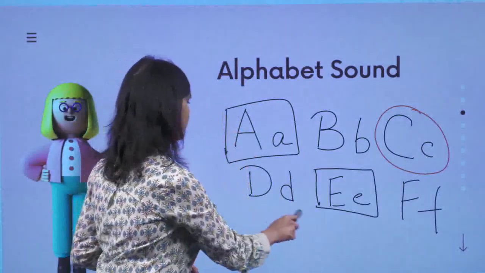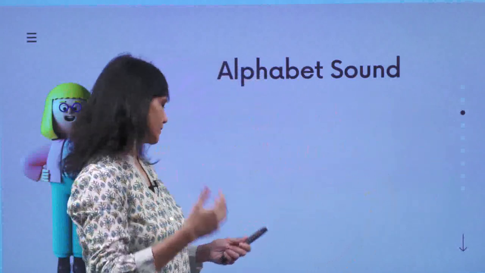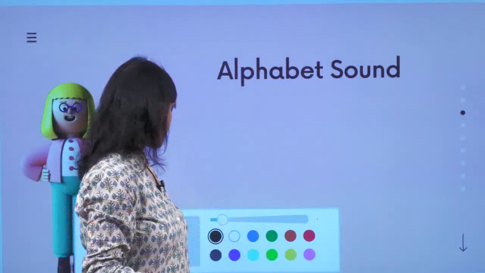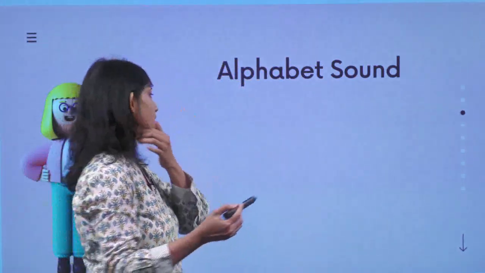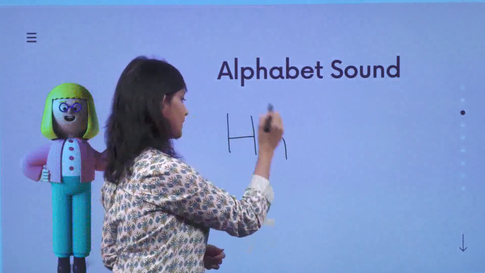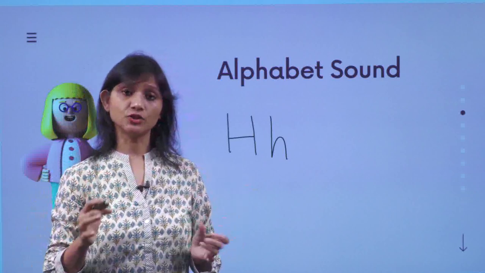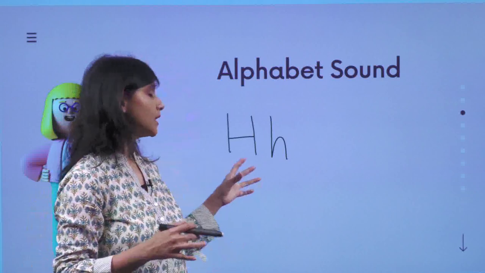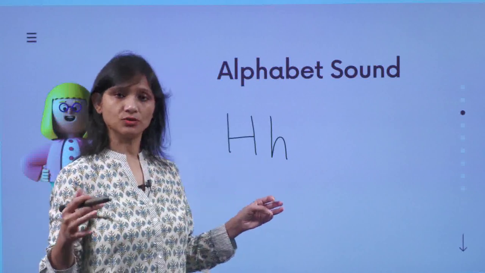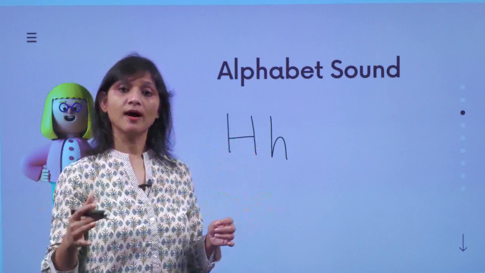Now let's look at the other alphabets. It's so interesting to read and listen to the sounds, right? How you say the letter and how the sound gets produced. So we had done till G. Now let's look at H. The letter sound of H is "aitch." The phonics sound of H is "h." Hen, house.